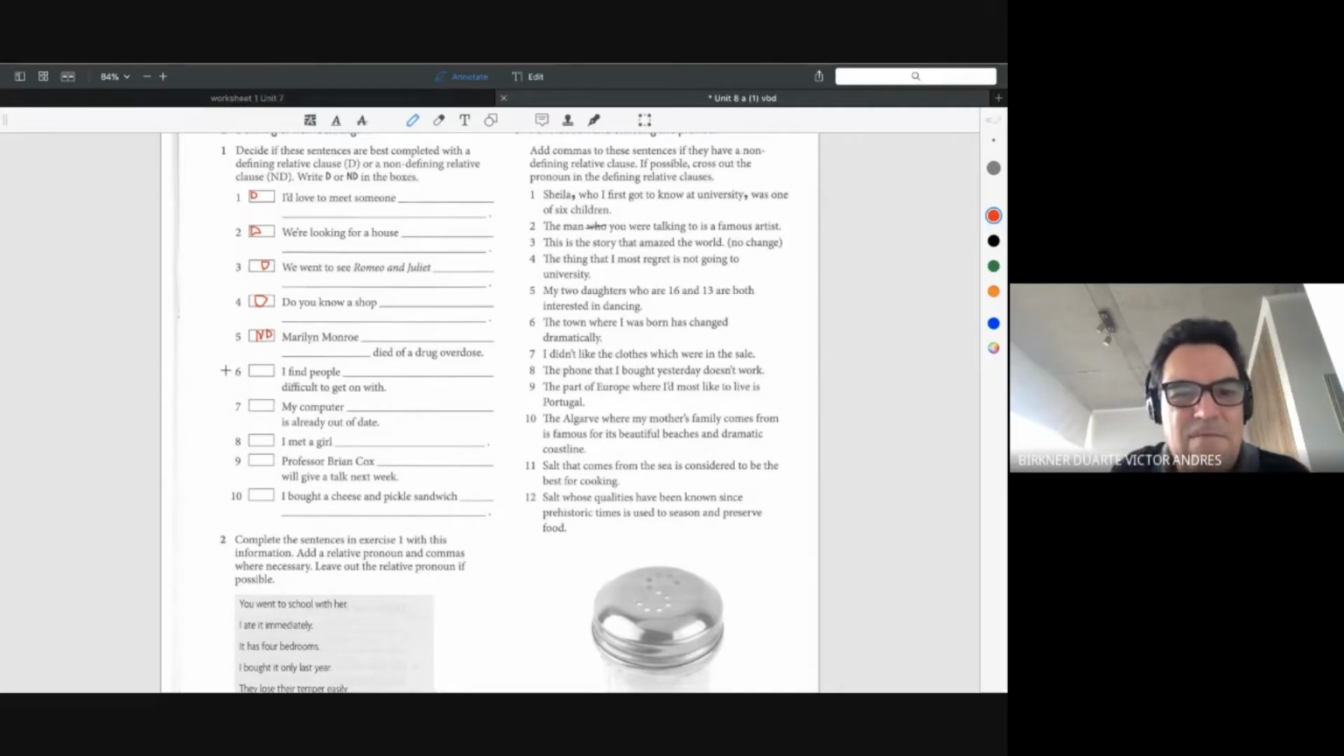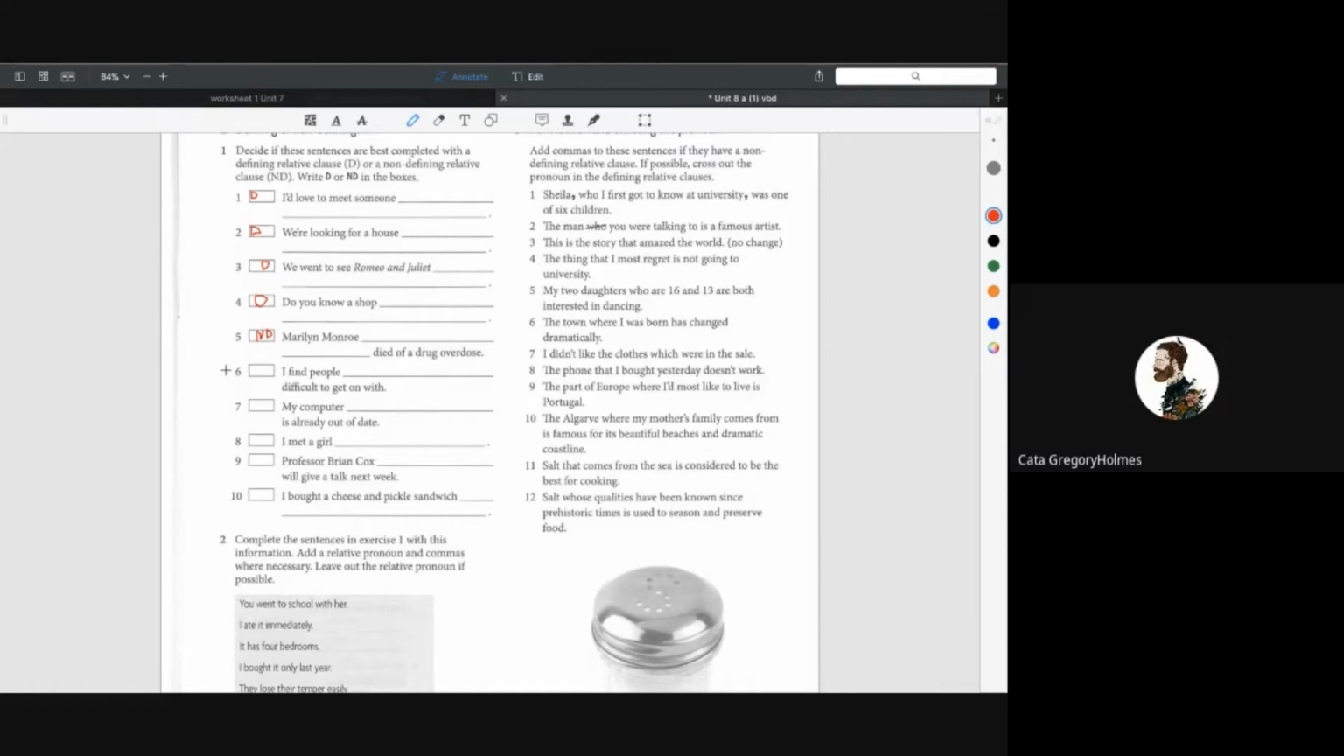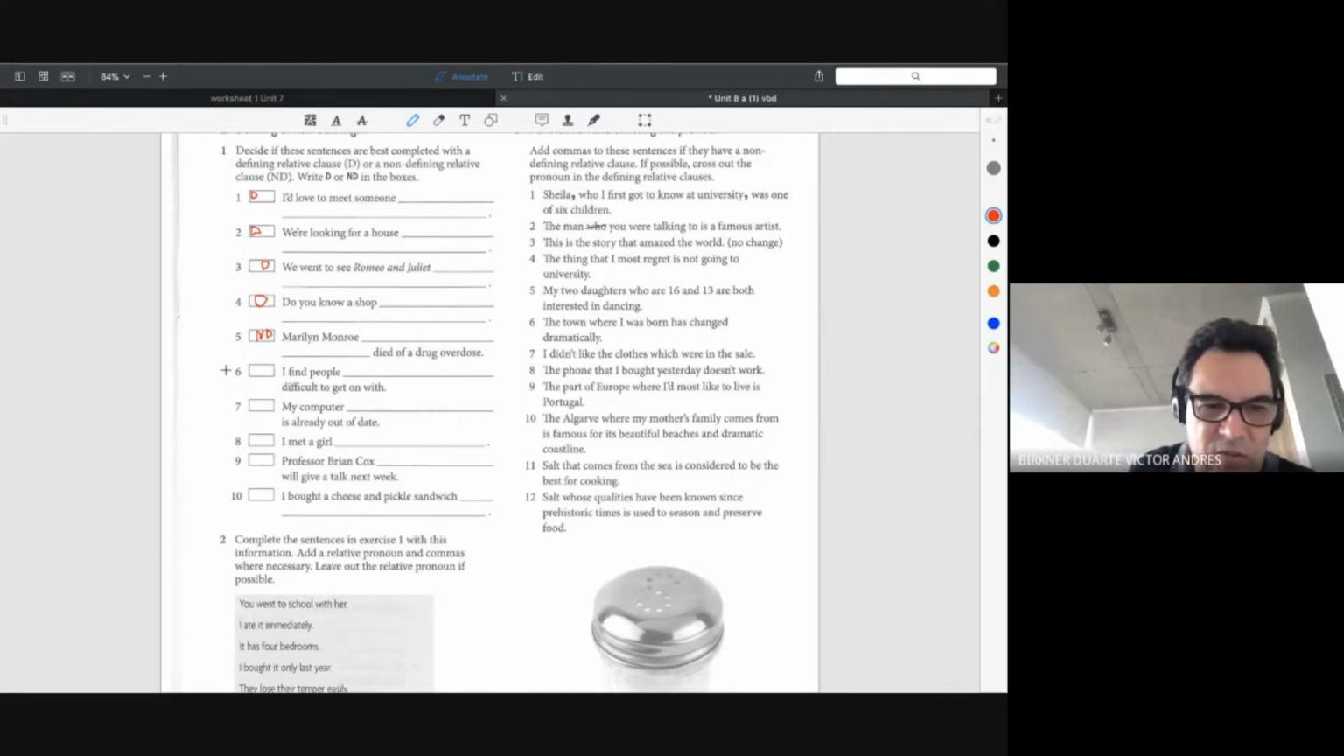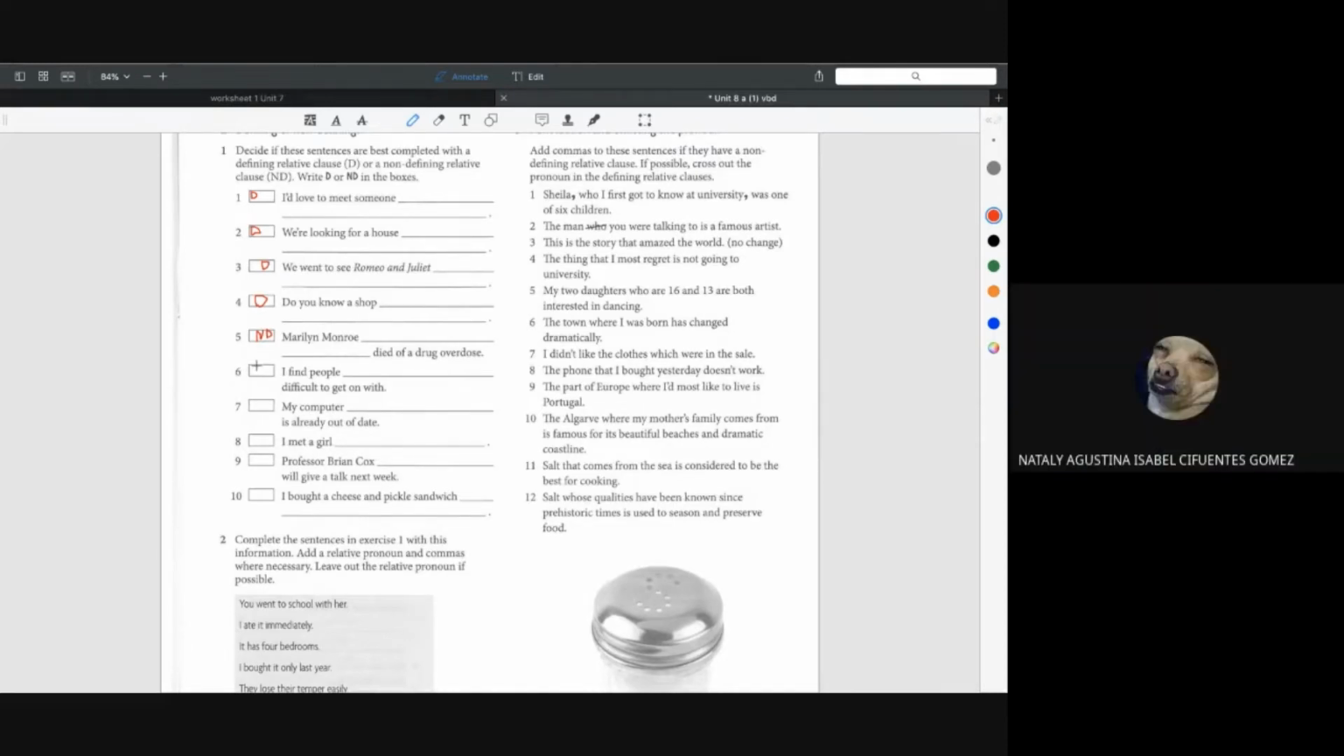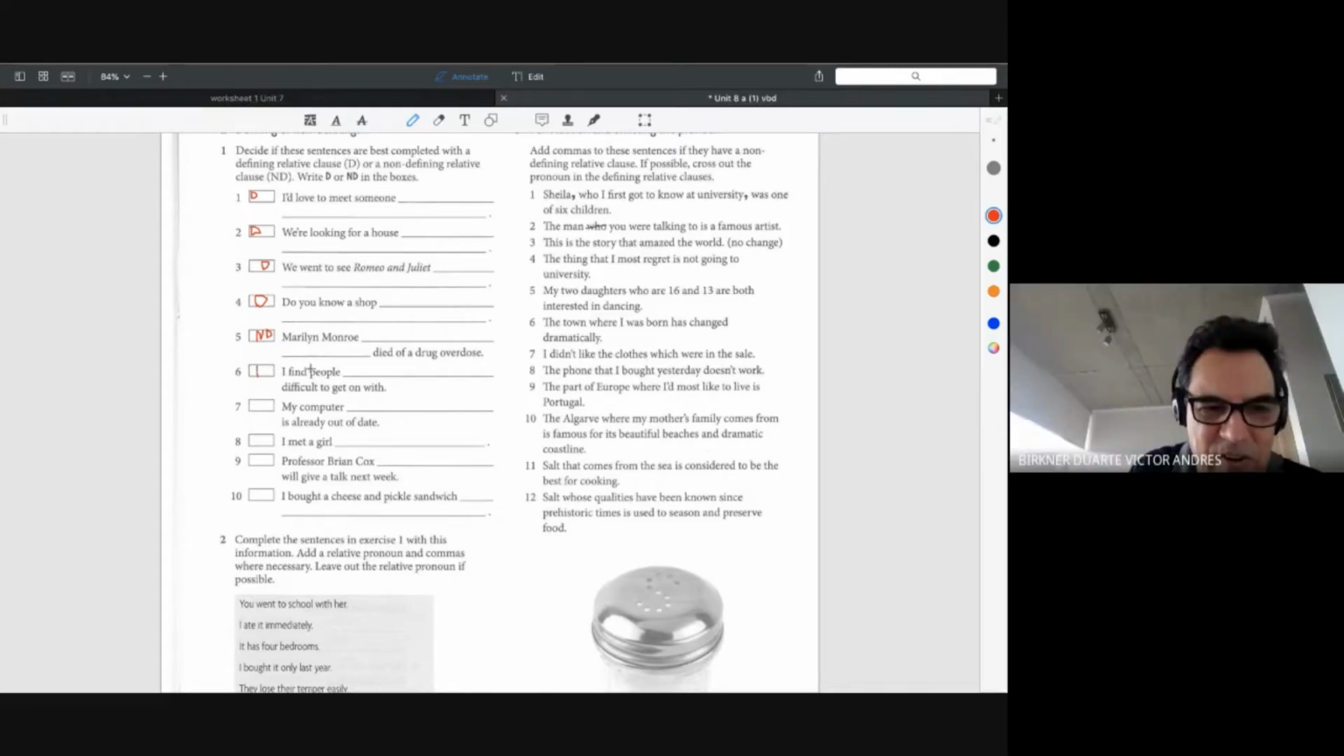All right. I find people difficult to get on with. Non-defining also. You think that is non-defining? Okay. I think it is defining. You think that it is defining. So we're going to put here a question mark, right? Question mark. All right. Because there are 2 opinions, defining and non-defining.